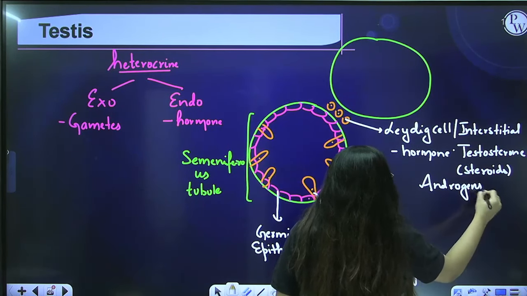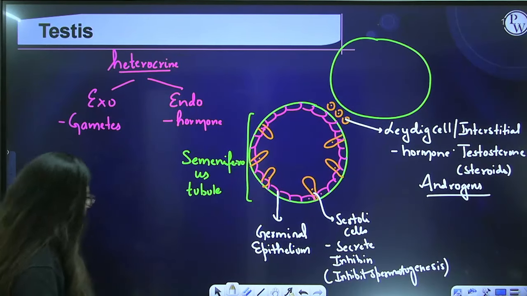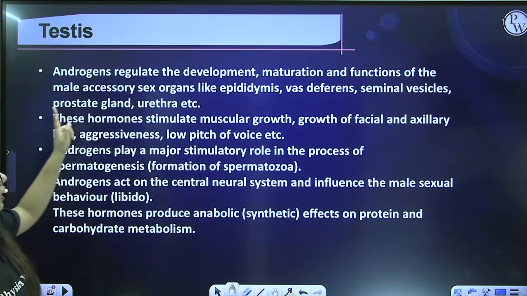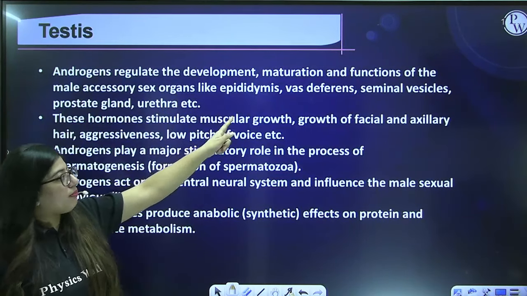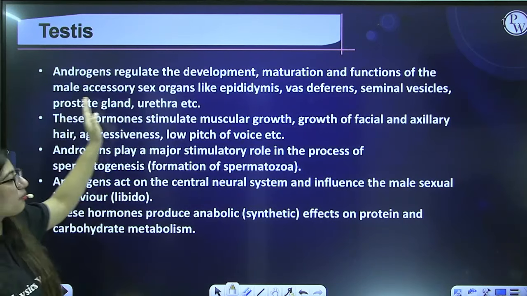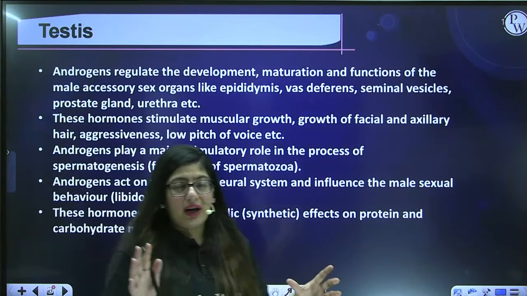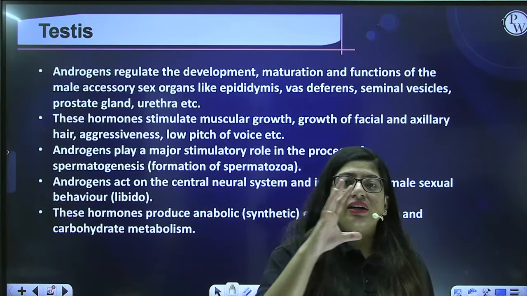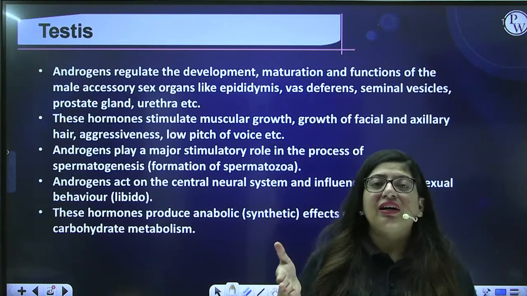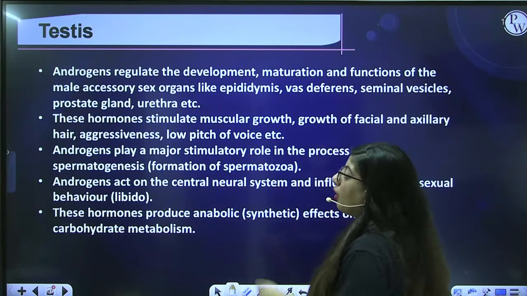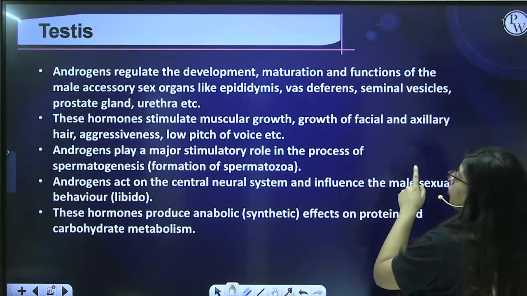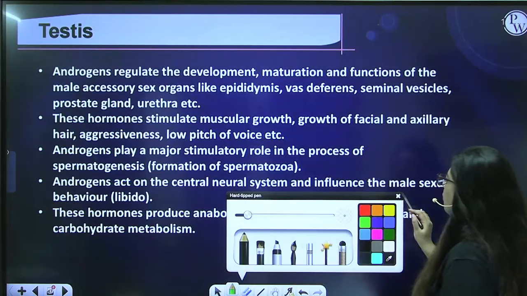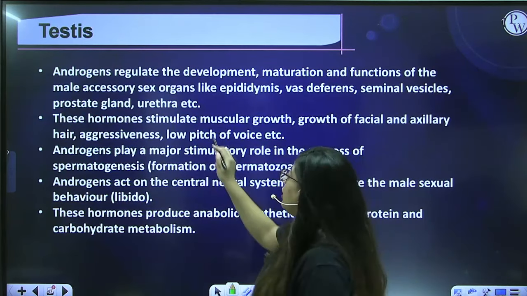Now, what's the function of these androgens in a male's body? Androgens regulate the development, maturation and function of male accessory sex organs like epididymis, vas deferens, seminal vesicle, prostate gland, urethra. Whatever a male reproductive system is, every part's development is dependent upon the male hormone, that is testosterone. These hormones stimulate muscular growth, growth of facial and axillary hair, aggressiveness, low pitch of voice. So this hormone is responsible for all the secondary sexual characters plus muscle growth.